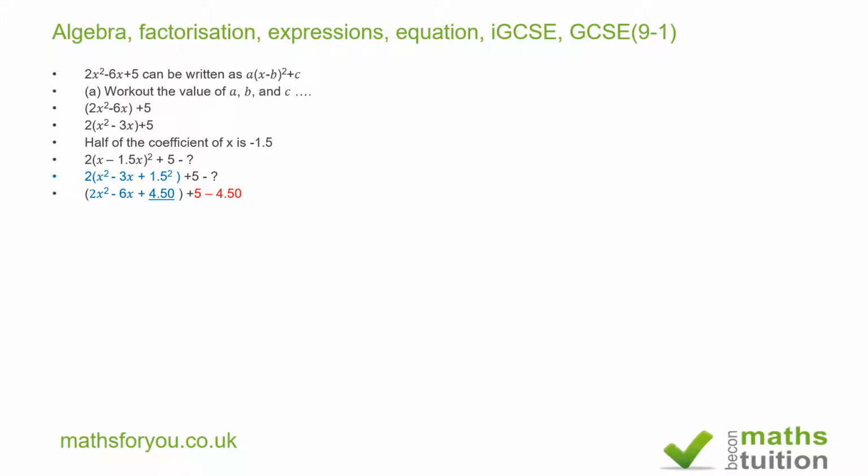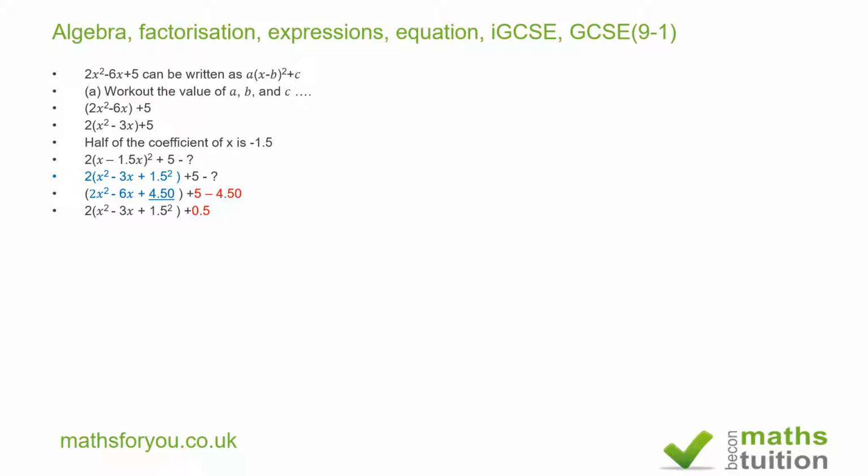We need to subtract, because if you do 2 into 1.5 all squared, you get 4.50. So we need to subtract this 4.50 to get us back to the same value as the original equation. Okay, so now we're even. So now we have 2 into x squared minus 3x plus 1.5 all squared plus 0.5, because 5 minus 4.5 will give us plus 0.5 there.